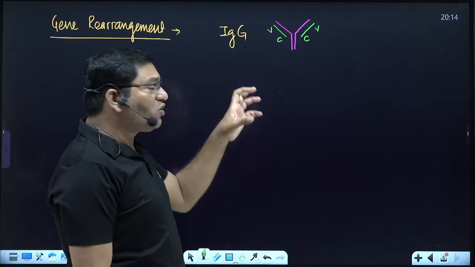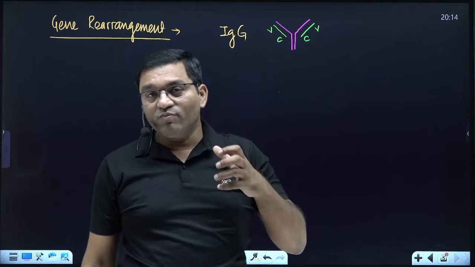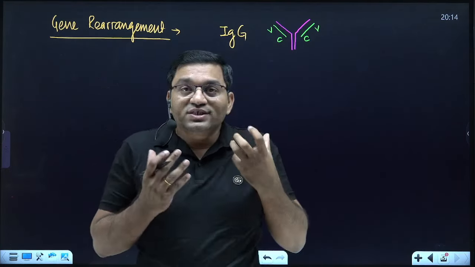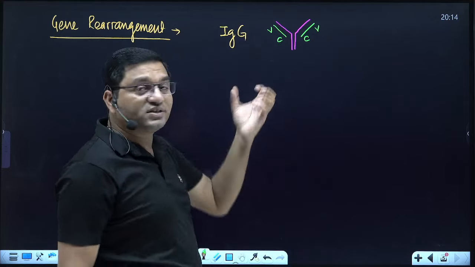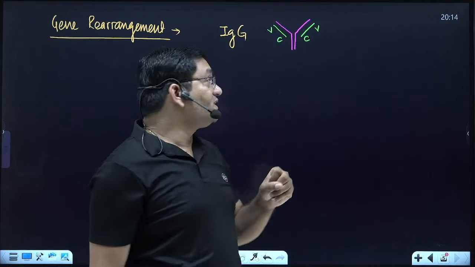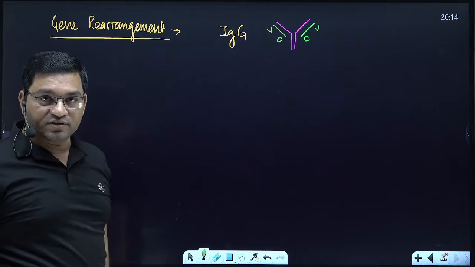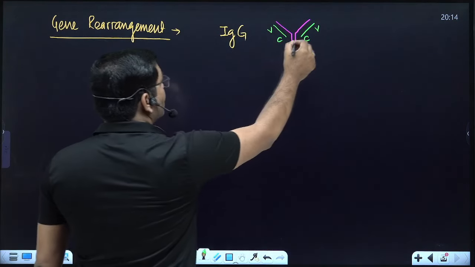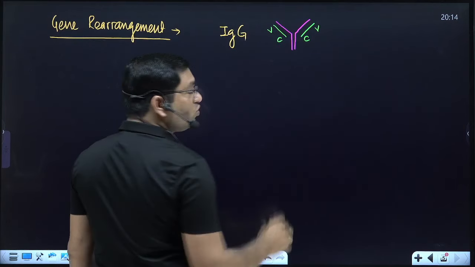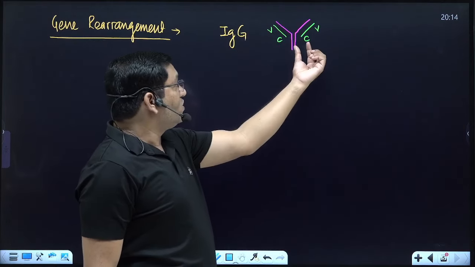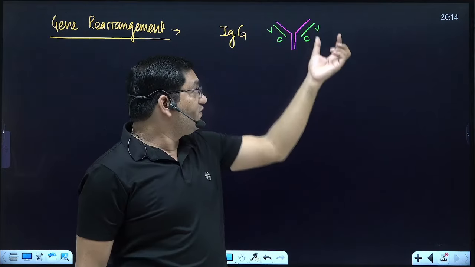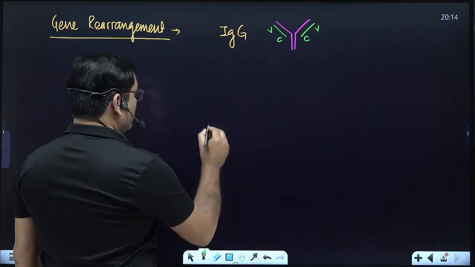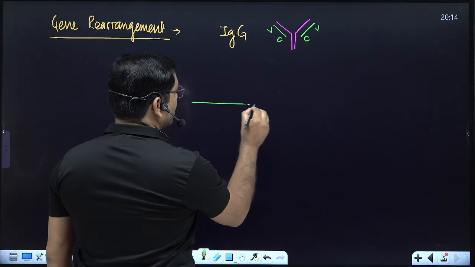There are a number of antigens in the body, and in response to these antigens, a number of antibodies are produced. It is an example of gene rearrangement. How? Now see, for the light chain of immunoglobulin G, for the variable region and constant region, there are three genes. Now this is the gene for the light chain.